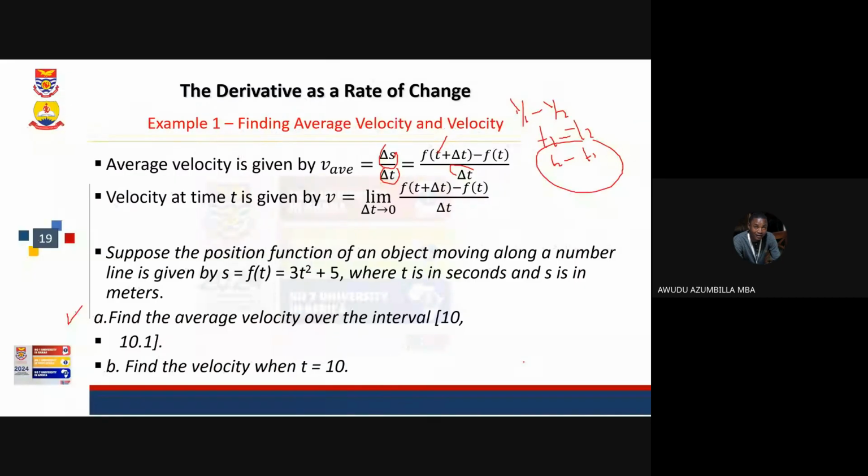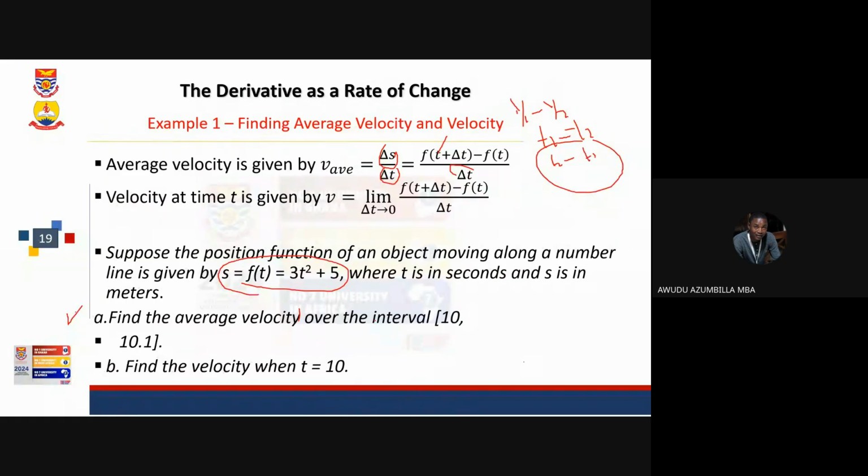So we can do that by looking at the example here. They are saying that suppose the position function of an object moving along a number line is given by S. This is the position function. It's given by S, the distance, where T is in seconds and S is in meters. We are going to find the average velocity over the interval.